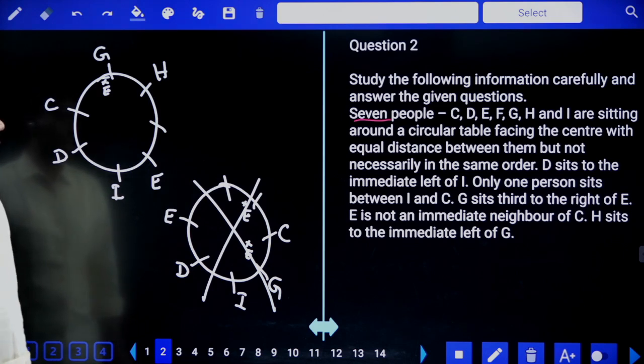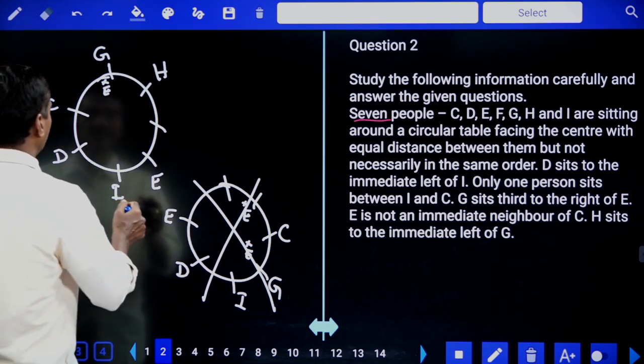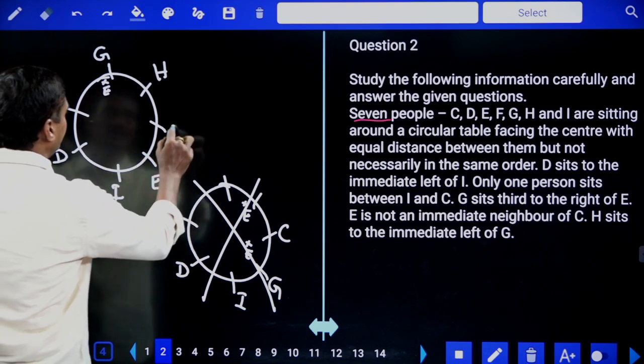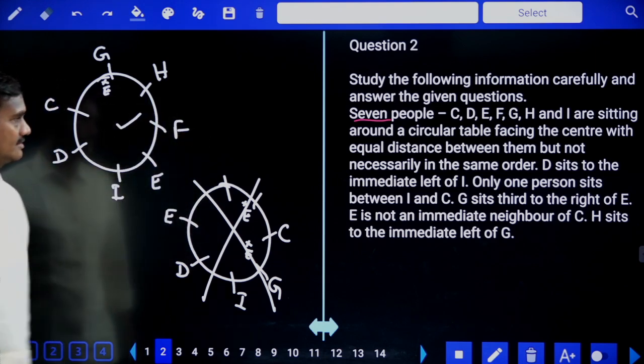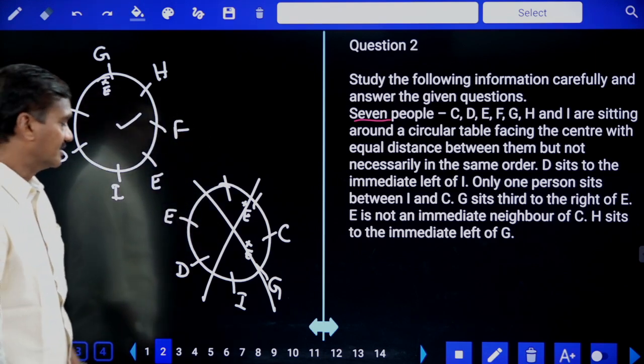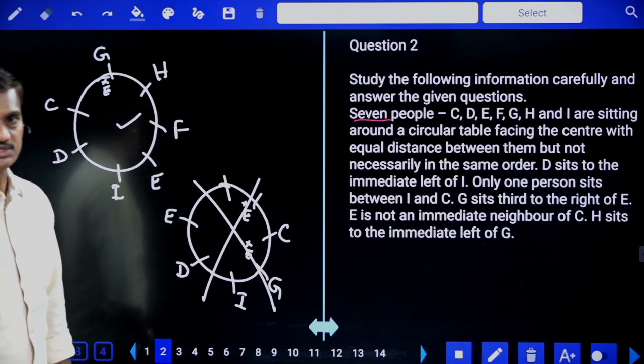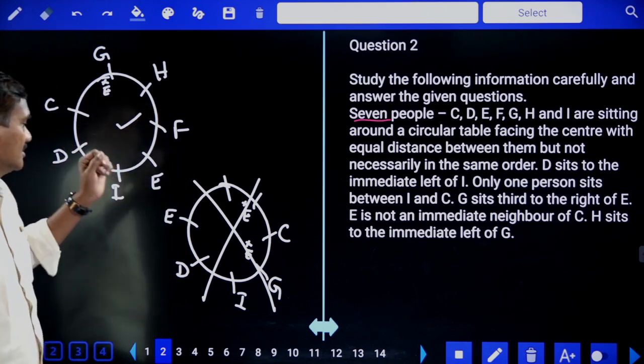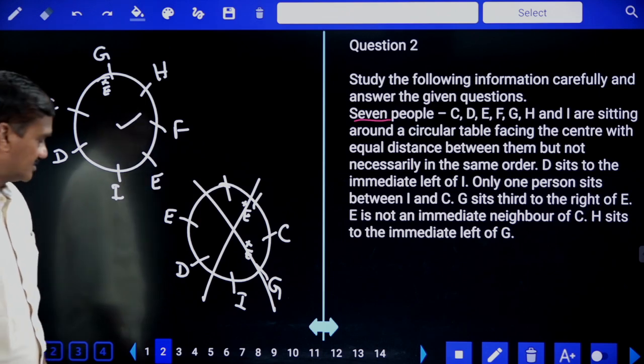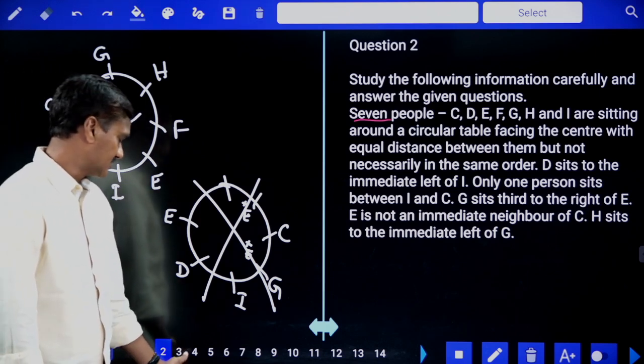Then tell me who is the person left over here? C, D, E, F, G, H, I. Done. Now this is about 7 people, an odd number of persons. Done with this one, set number 2. Just to check your arrangement, you will also get the same arrangement. Done. And next one, third set.